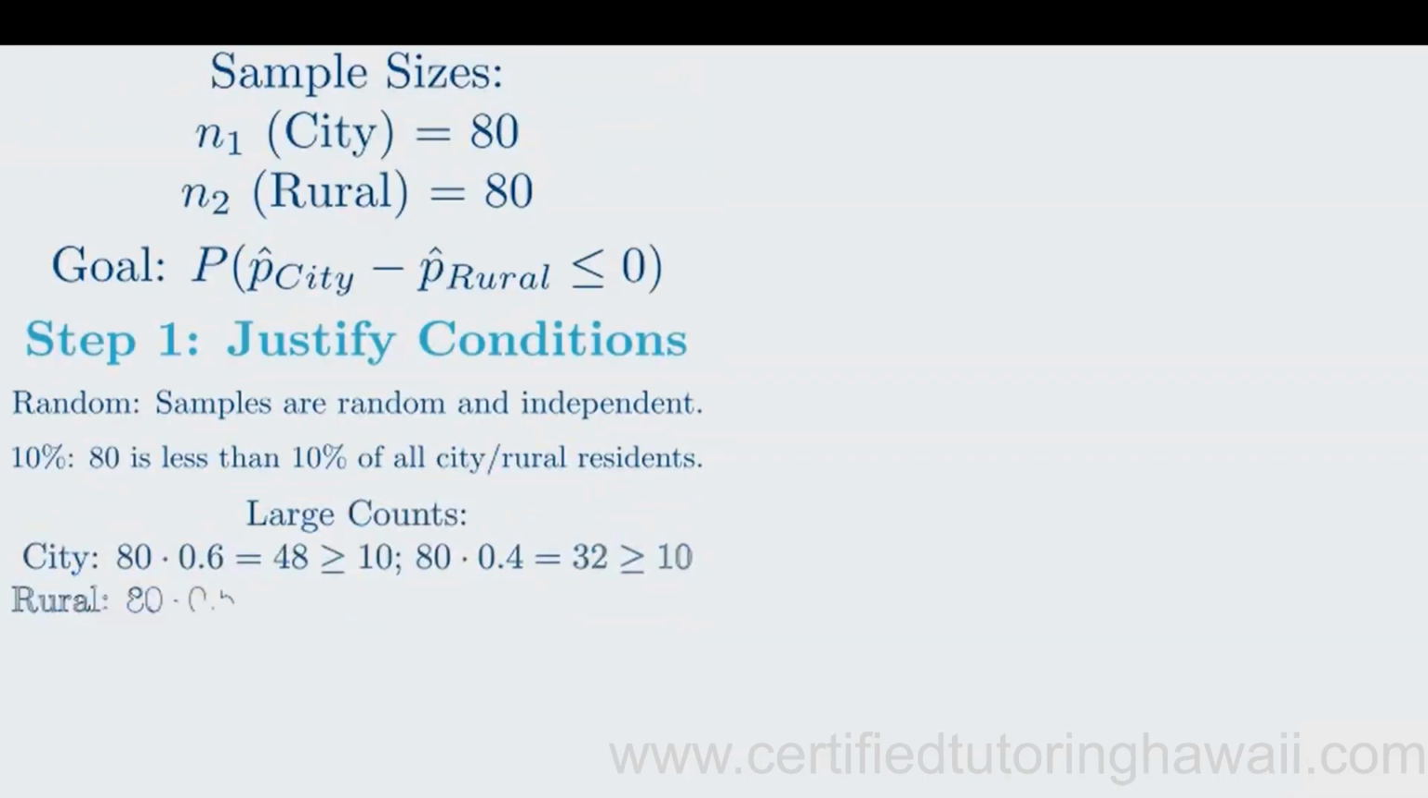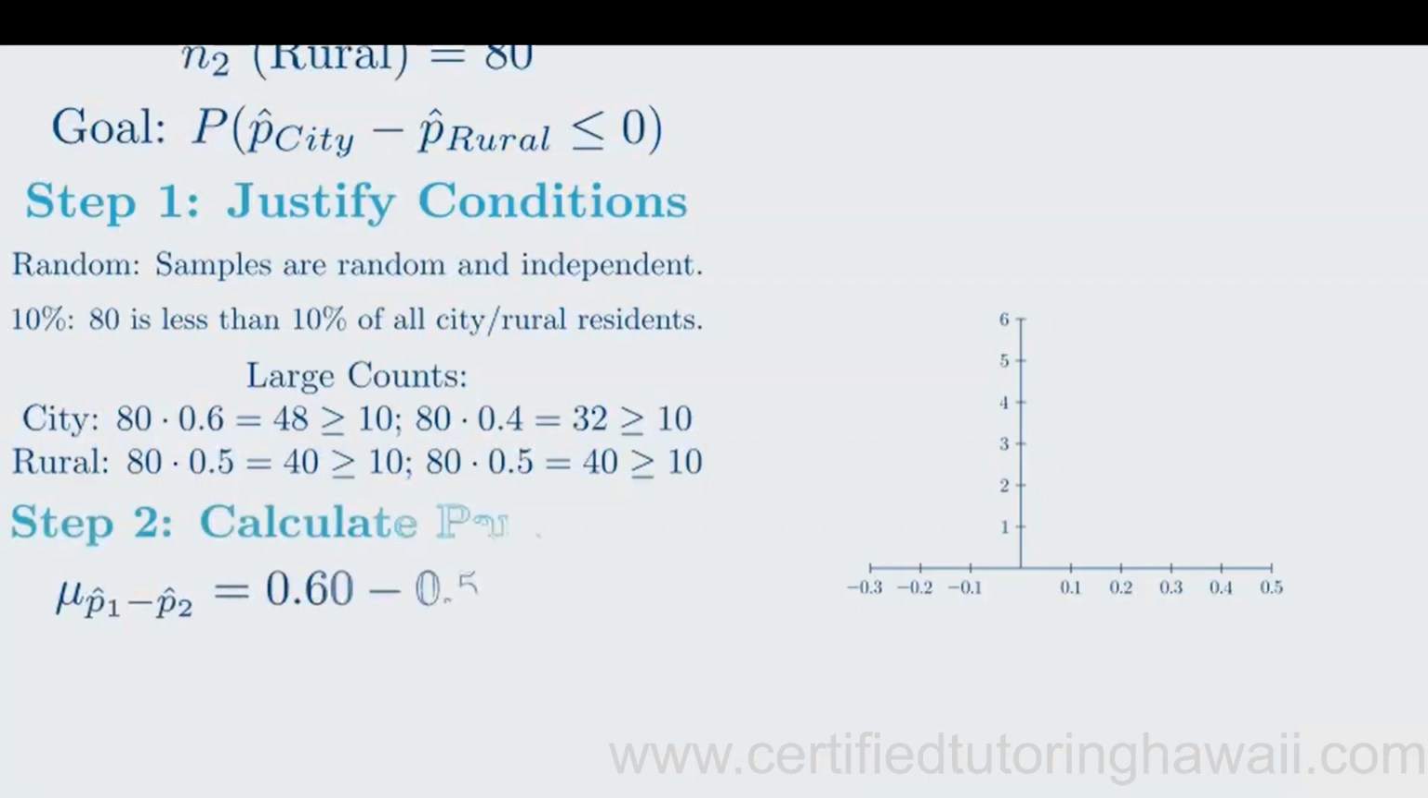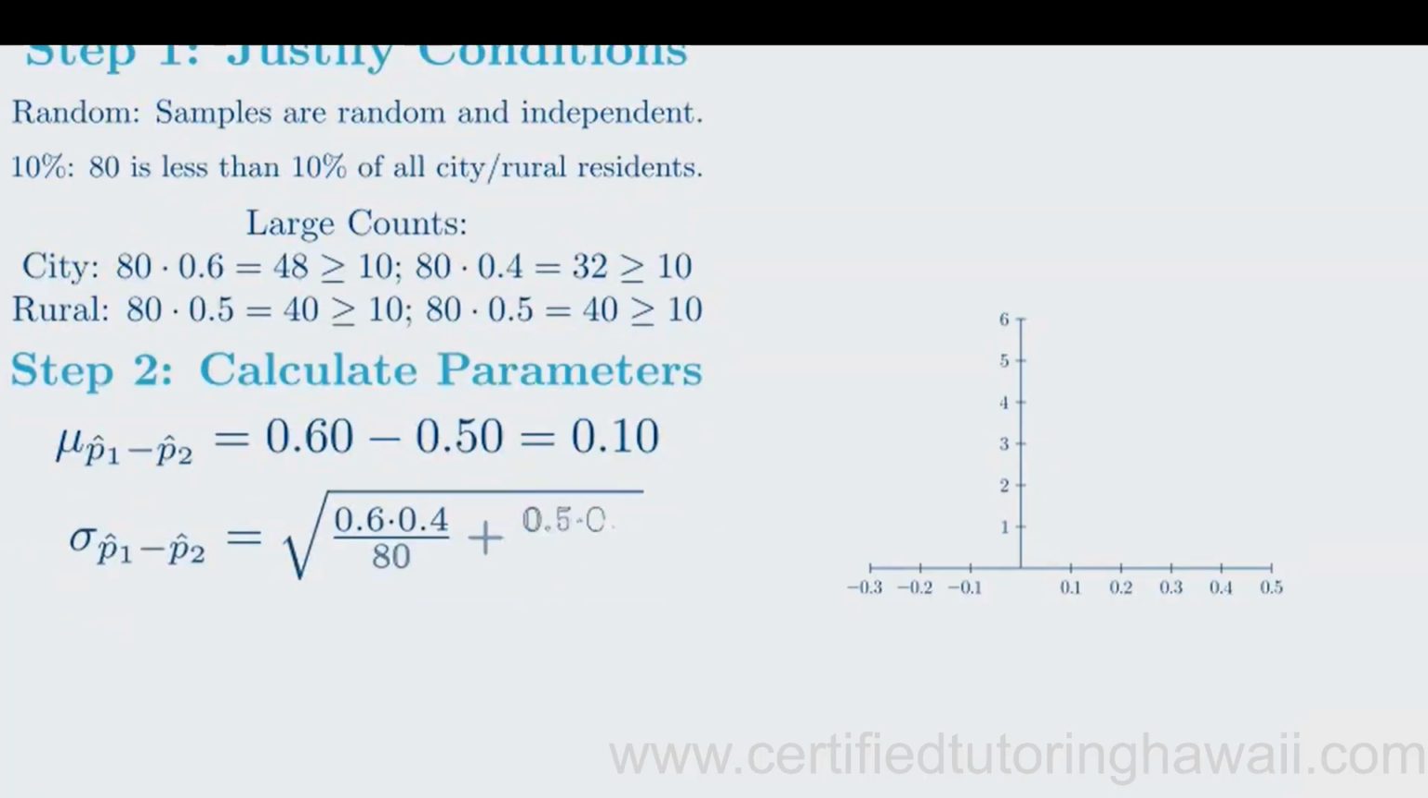All four values, 48, 32, 40, and 40, are greater than or equal to 10. Therefore, the sampling distribution is approximately normal. Because the conditions are met, we can use the normal distribution. The mean difference is 0.10. Our standard deviation is approximately 0.0783.